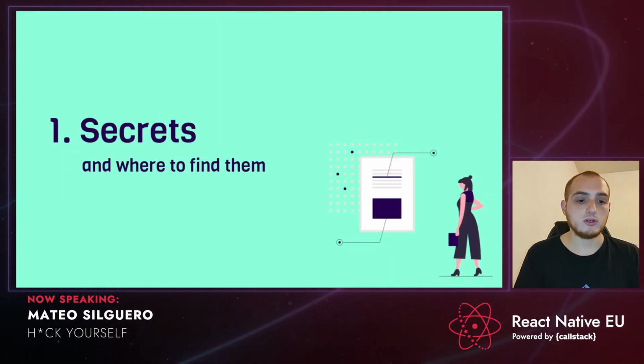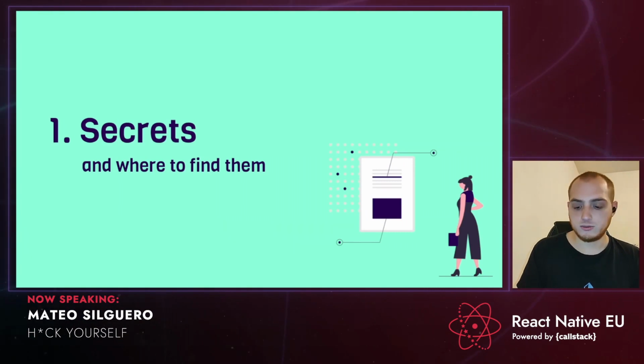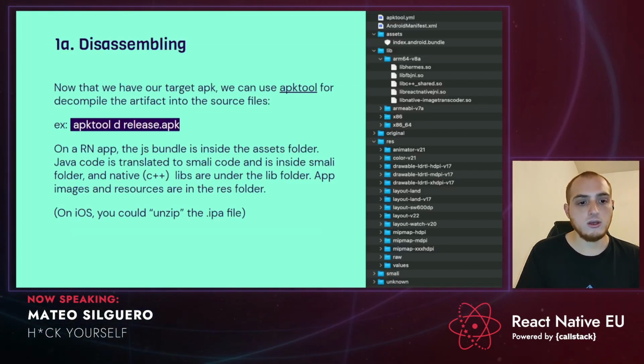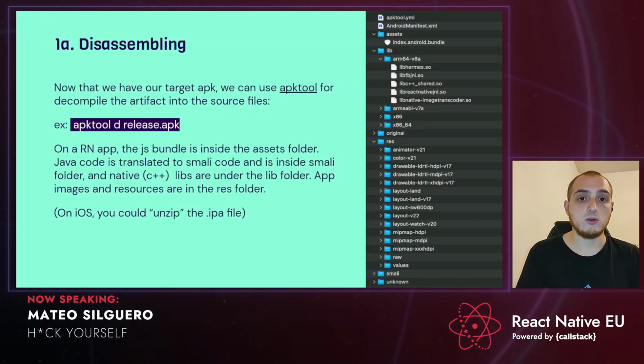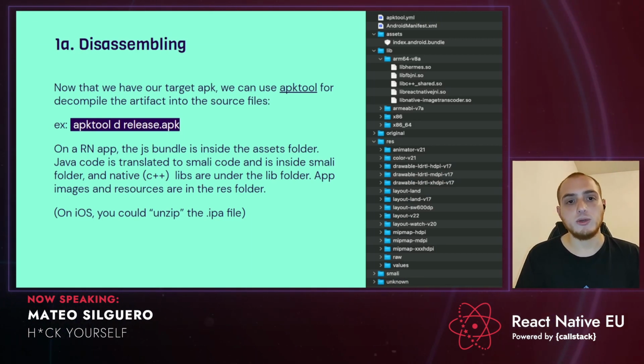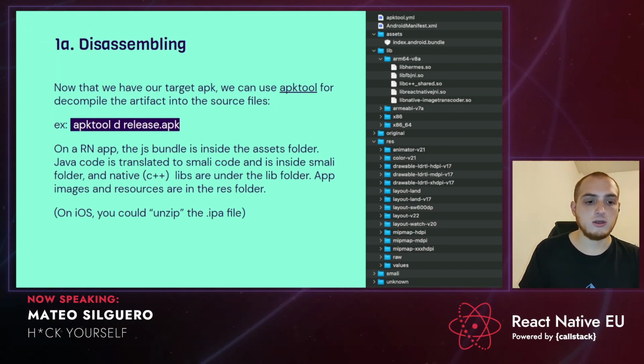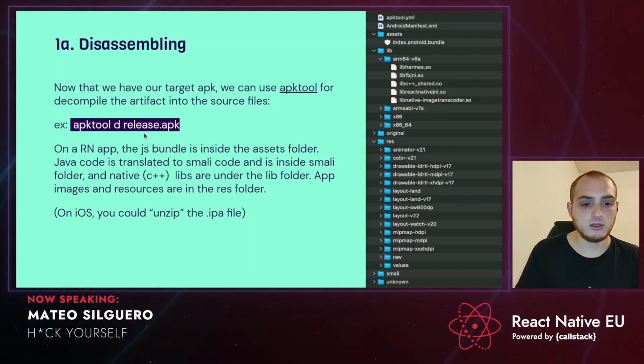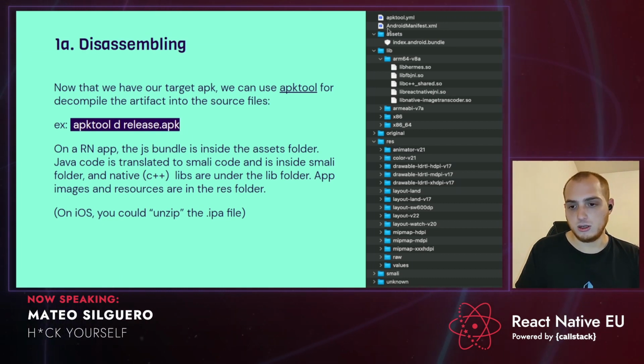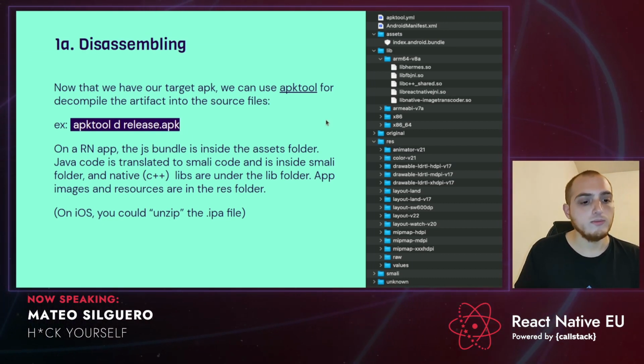The first part of this talk is about secrets. Now that we have our target APK, we can use Apktool to decompile the artifact into the source files. For example, running the d command with the path of the APK we want to decompile. We can see this output on a new folder.